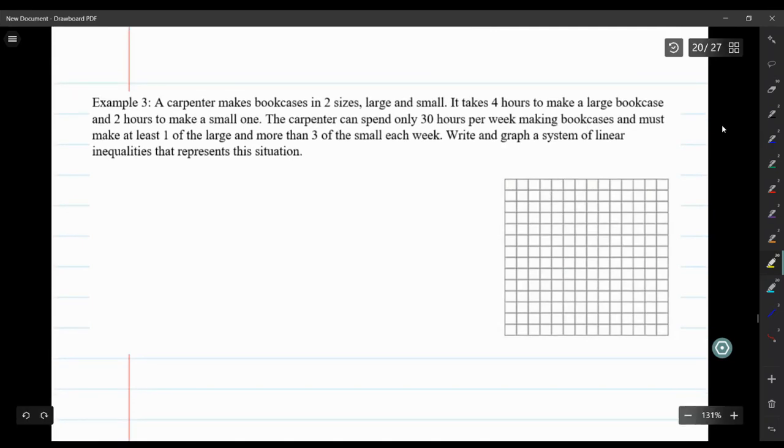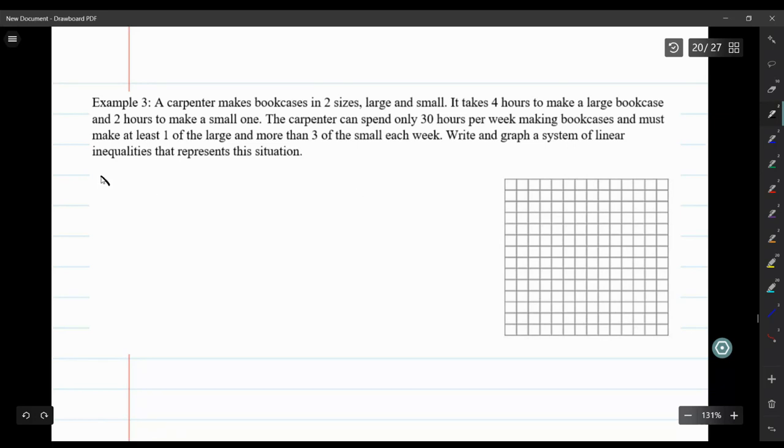Let's look at example 3. A carpenter makes bookcases in two sizes, large and small. It takes 4 hours to make a large bookcase and 2 hours to make a small one. The carpenter can only spend 30 hours per week making bookcases and must make at least one of the large and more than 3 of the small each week. Write and graph a system of linear inequalities that represents this situation.